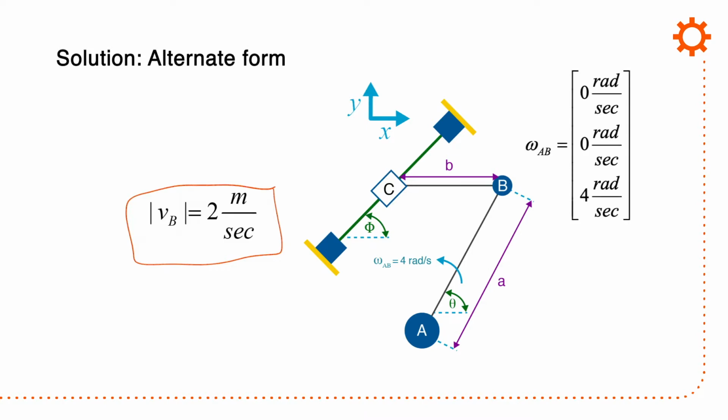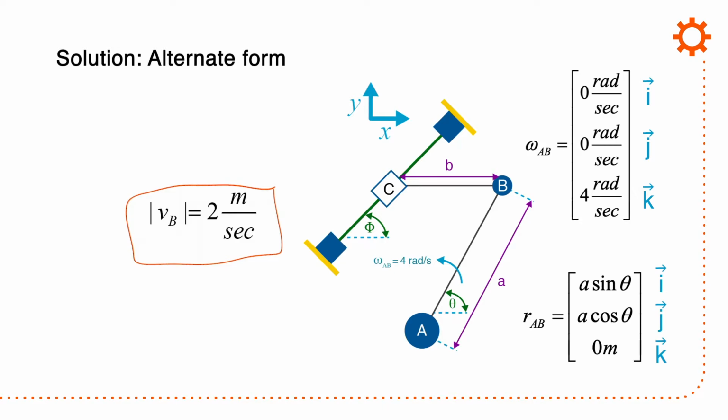So I can write that as a vector, in the I, J, and K directions, of 0 rads per second I and J, and 4K rads per second. The distance RAB, again, is going to be I, J, and K, but it's A sine theta I, A cos theta J, 0 meters K. And RAB is, of course, this distance A.